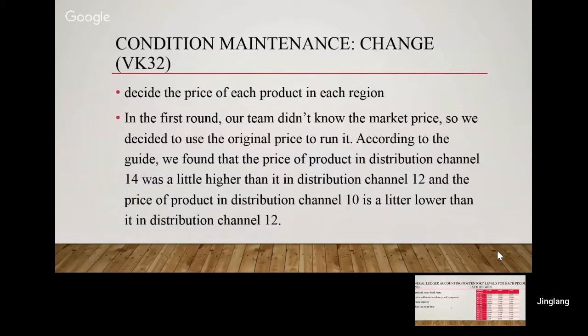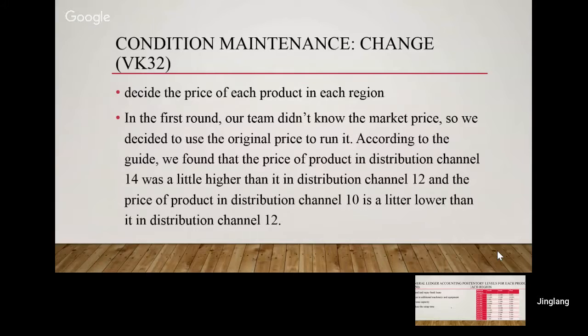For the condition maintenance change, we need to decide the price of each product in each region. In the first round, our team didn't know the market price, so we decided to use the original price to run it. According to the guide, we found that the price of product in distribution channel 14 was a little higher than in distribution channel 12. And the price in distribution channel 10 is a little lower than in distribution channel 12.